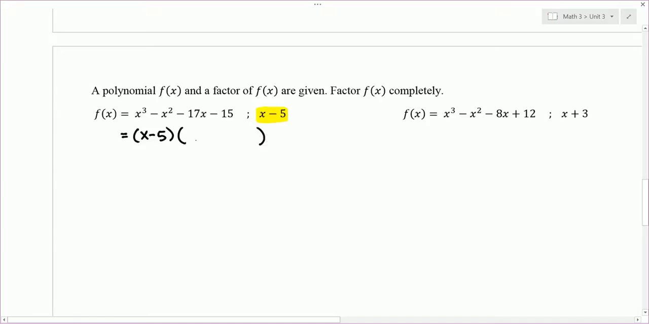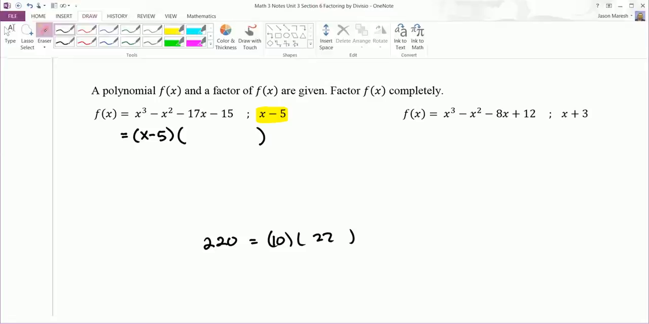Okay, and so we've got to figure out, well, what is that something? If I tell you I want you to factor the number 220, and I tell you that that's equal to 10 times something, how are you going to find that missing piece? You're going to divide 220 by 10, get 22, and you get your answer. Same idea here. We know that x cubed minus x squared minus 17x minus 15 is x minus 5 times something. So I'm going to divide by x minus 5 and find out what I get.